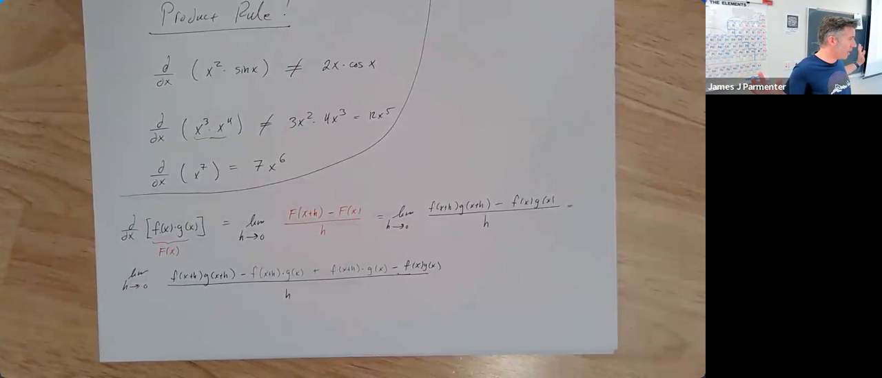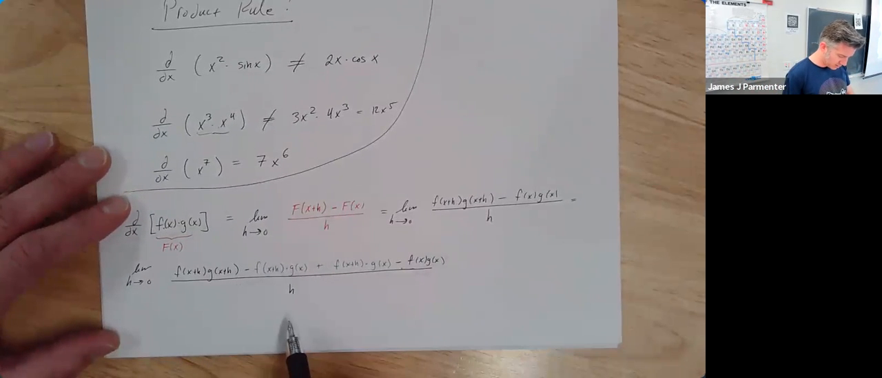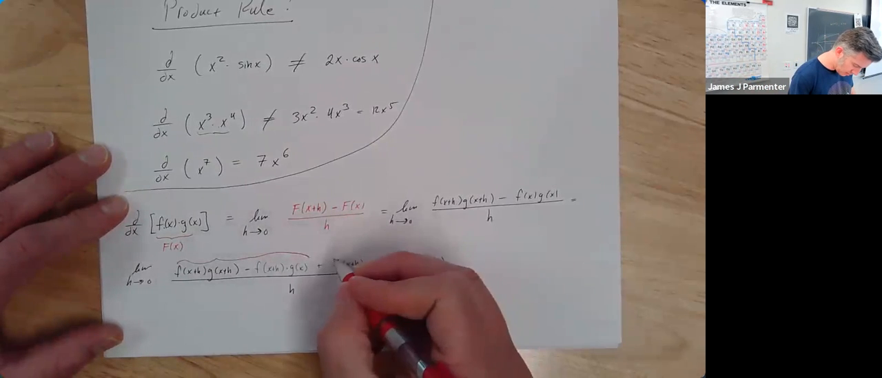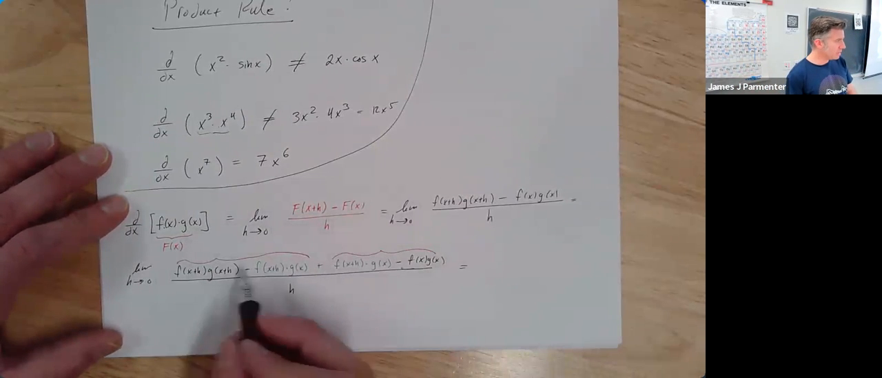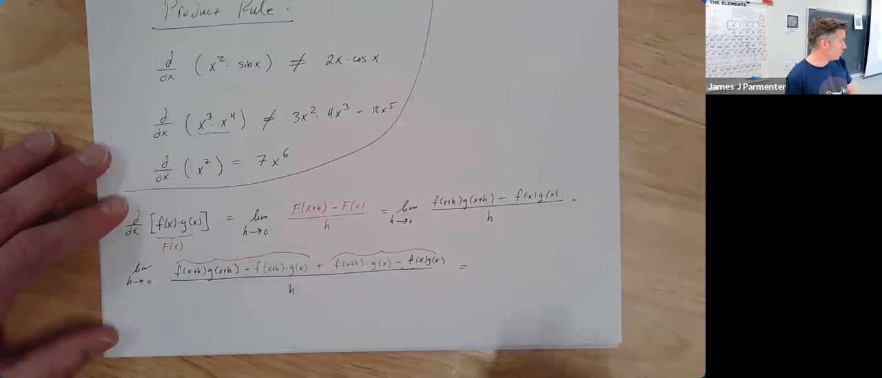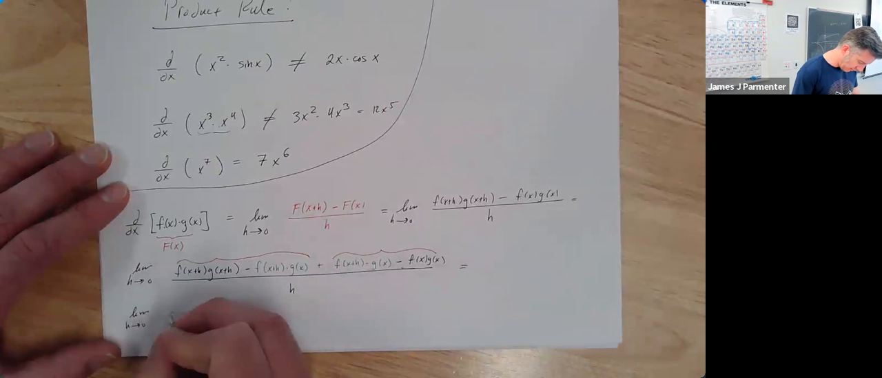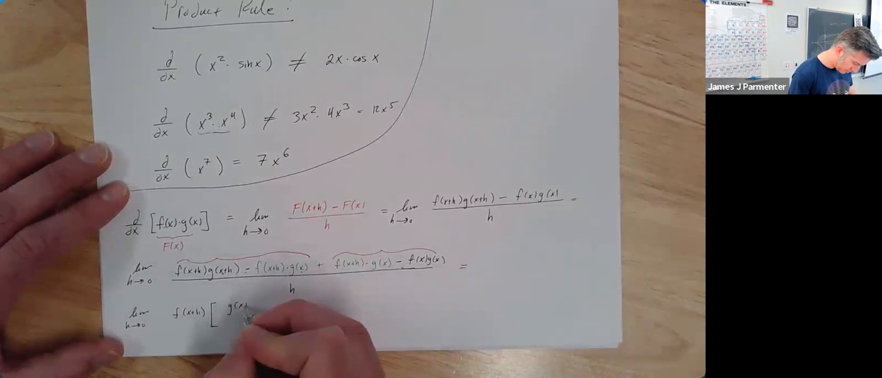I haven't changed it, right? It's still the same thing when you add and subtract the same thing. But now we're going to break this up into two fractions. I'm going to break it up into this piece over h and this piece over h. And I will point out that in that first piece, I can factor out an f of x plus h. I'm going to have the limit as h goes to 0 of f of x plus h times, I'm left with g of x plus h minus g of x, all over h.